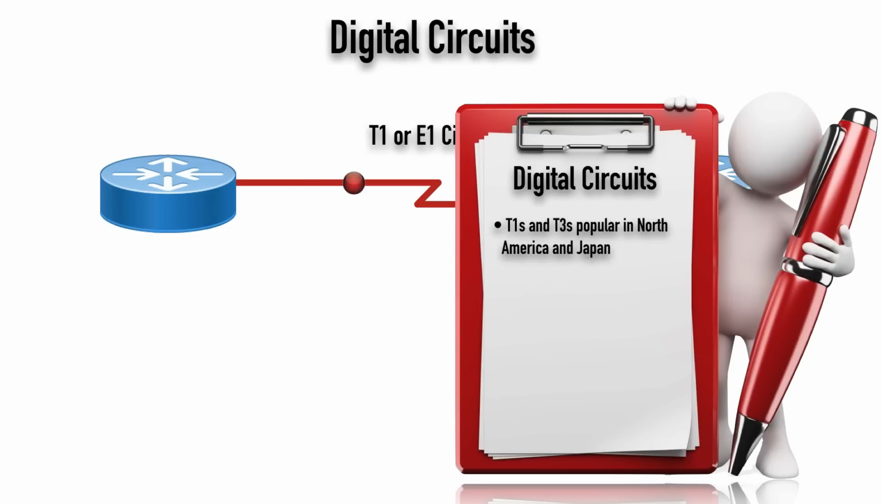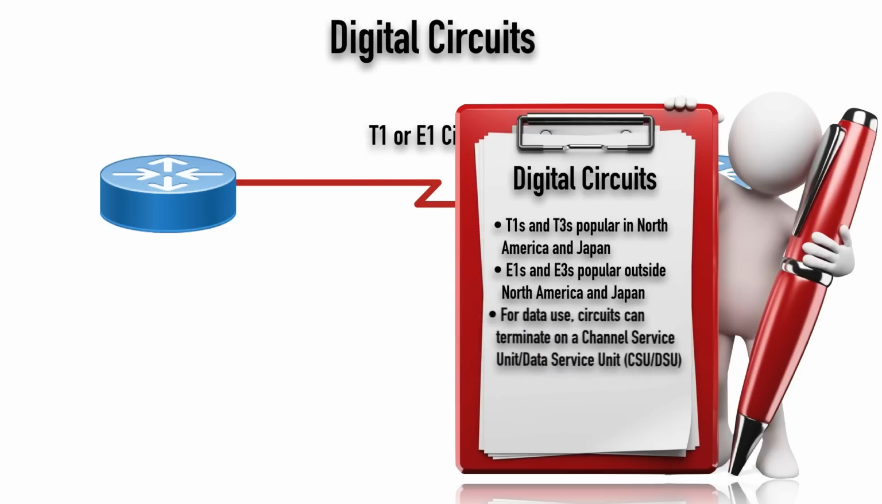We're more likely to see T1s and the more speedy brother of T1s, the T3. Those are popular in North America and Japan, while E1s and E3s are more popular outside of North America and Japan. And we mentioned that we could use this for data, not just voice, even though we're focused on collaboration. We could use this for data circuits.